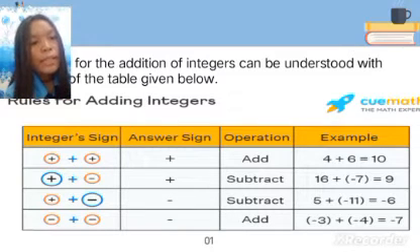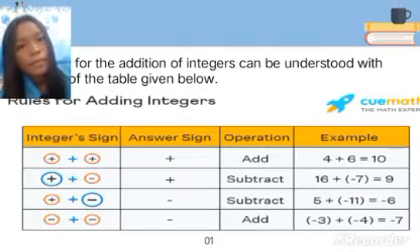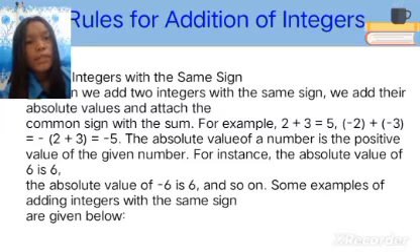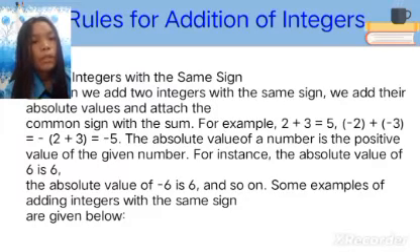So, for example, negative 3 plus negative 4. What could be the answer? It can be negative 7. Next, in addition of integers with the same sign, we add their absolute values and attach the common sign with the sum. For example, 2 plus 3 is equal to 5.